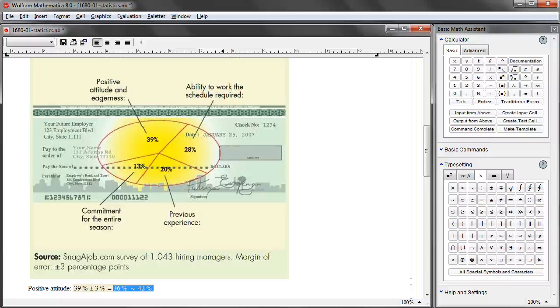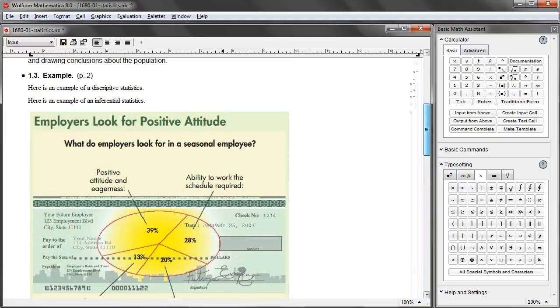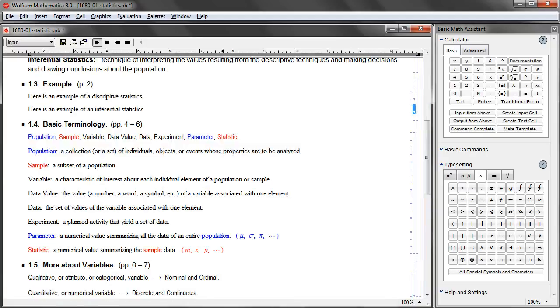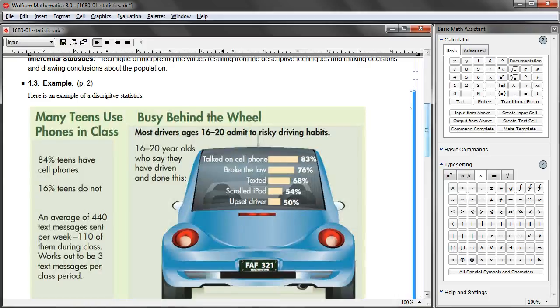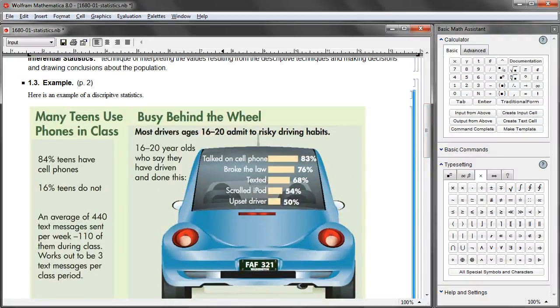There are, of course, other kinds of examples too, but I just wanted to show you one example, and here's one. Let's go back to the previous example here. We have all those nice data and go to the source. We have the source, and then we have 605 drivers ages 16 to 20 and so on. But this one did not discuss anything about margin of error, which means they did not conduct any inferential statistics in the first example.